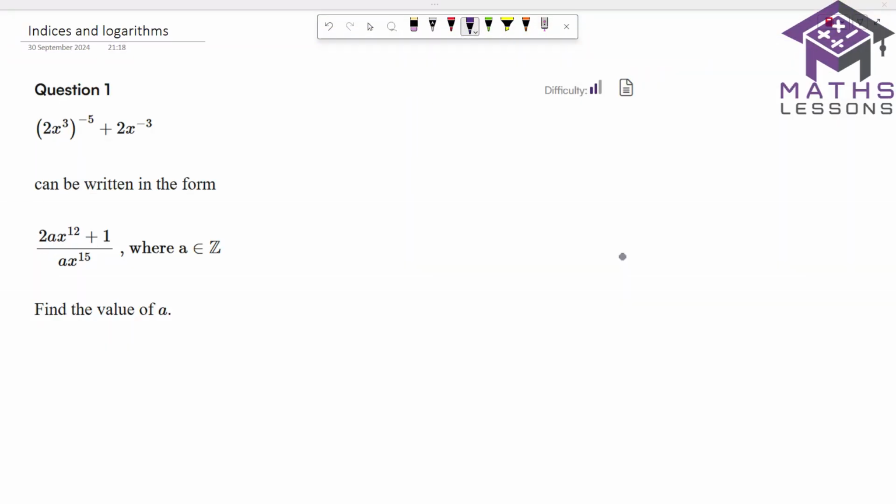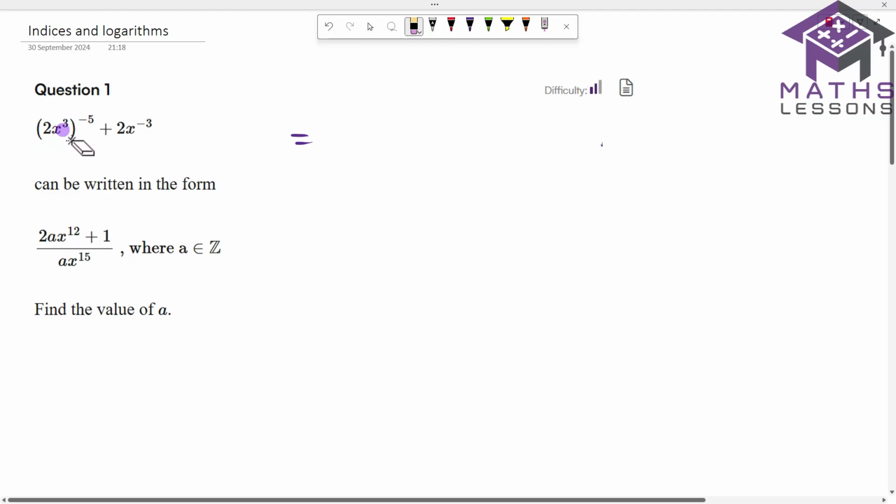Okay, we have this question on indices and logarithms to do here. We start off by looking at (2x)^-5 + 2x^-3, and we want to write it in this form. So first of all, we want to get rid of these negative powers, and then we want to write it as a single fraction. So let's get rid of the negative powers first.